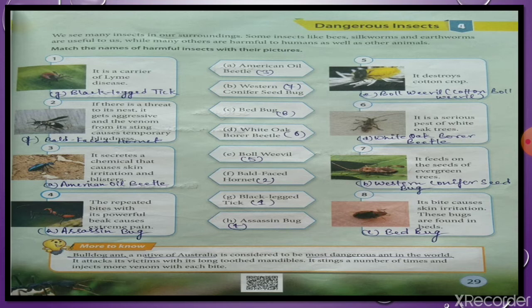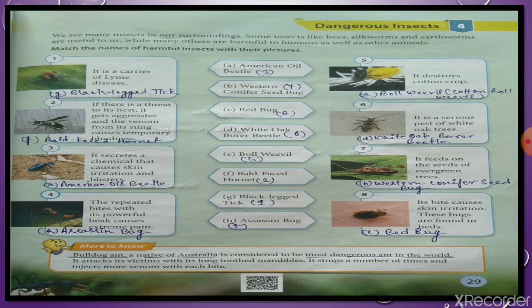Now seventh one, it feeds on the seeds of evergreen tree. So this is option B, western conifer seed bug. Now eighth one is its bite causes skin irritation. These bugs are found in beds, and this is option C, that is bed bug.